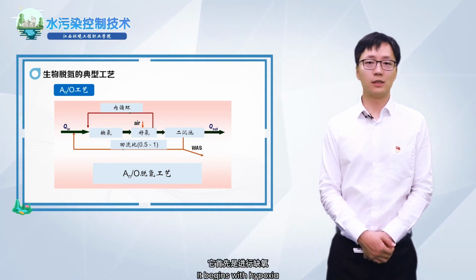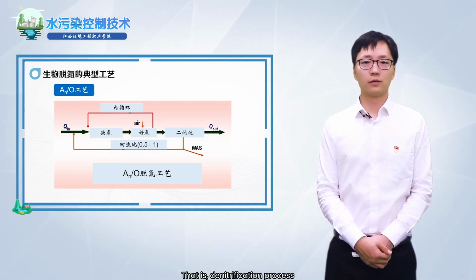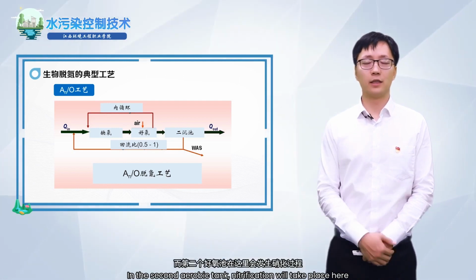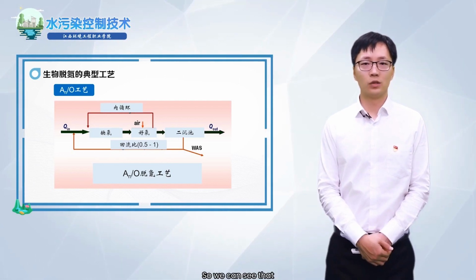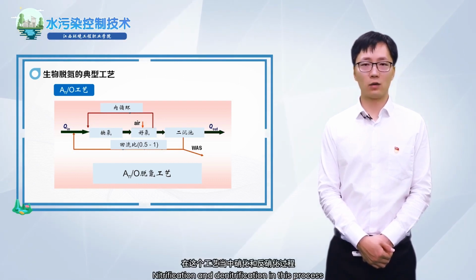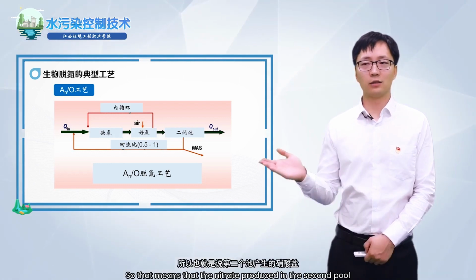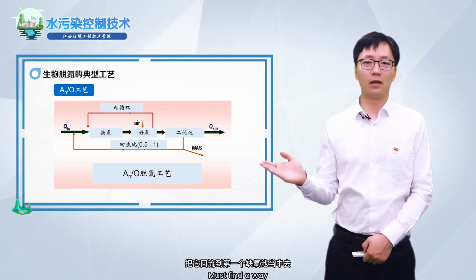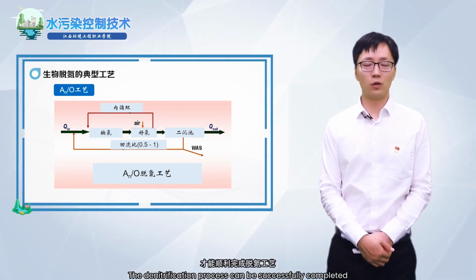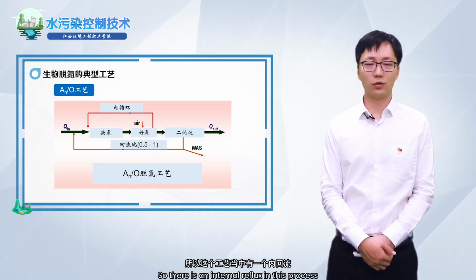It begins with the anoxic tank. Nitrate reduction will occur in the anoxic tank, that is, the denitrification process. In the second, aerobic tank, nitrification will take place, so we can see that nitrification and denitrification in this process are in reverse order. That means the nitrate produced in the second pool must be returned to the first anoxic tank so the denitrification process can be successfully completed, so there is an internal reflux in this process.